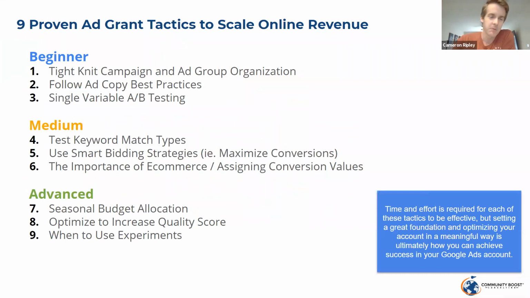And so to recap, we originally had strategy, and then if we had to break down and prioritize and give you a sense of difficulty, these are the 9 proven Ad Grant tactics to scale revenue. So tight-knit campaign and ad group organization that often happens in the beginning. Follow those ad copy best practices. Use single variable A/B testing. From there, test keyword match types. Use smart bidding strategies. Leverage conversion value tracking or e-commerce tracking. And then the advanced: seasonal budget allocation, optimizing to increase your quality score, and use experiments when you're ready.